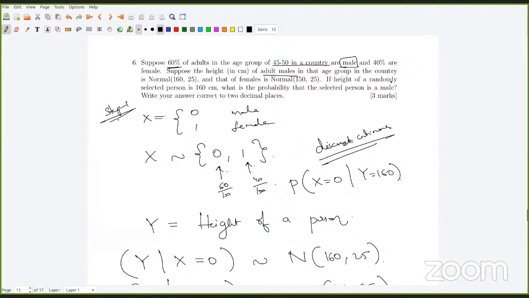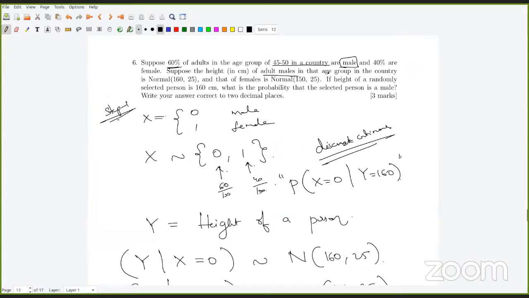We can write Y equals 160 as the condition. See, it is given: we have selected randomly a person and the height of that person is 160. That is the condition we have given. So the selected person is 160, and what is the probability that the selected person is a male? So we want the probability that X is actually 0 given that Y is 160. That is what you will get confused about.